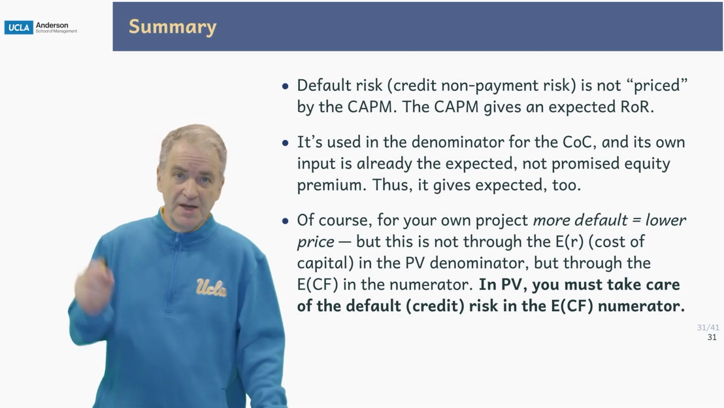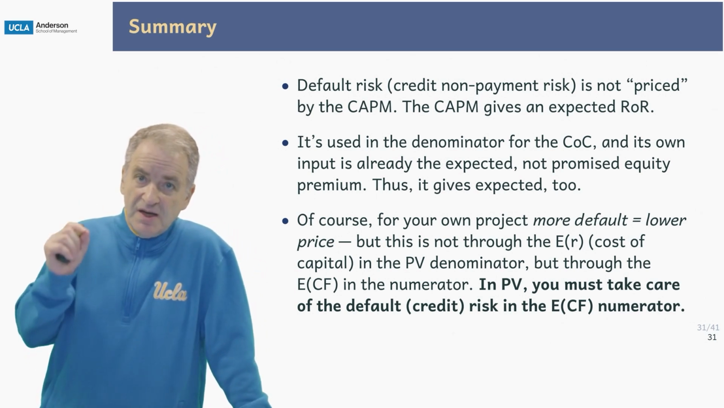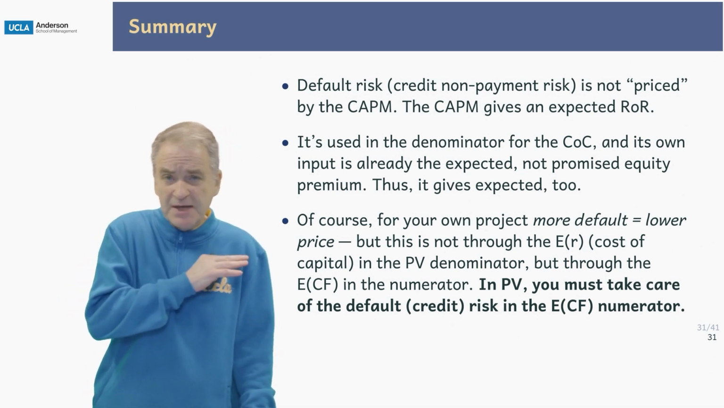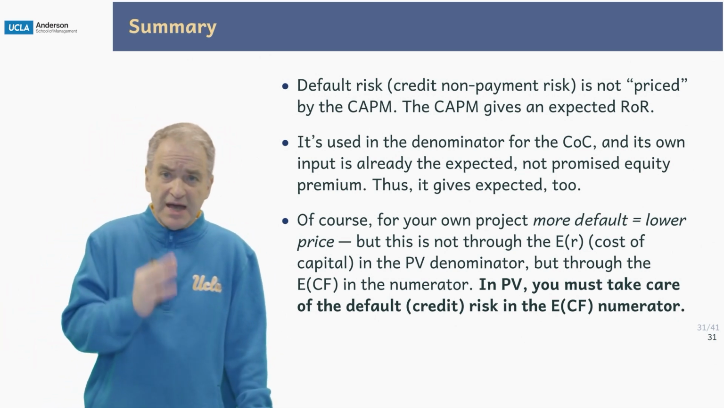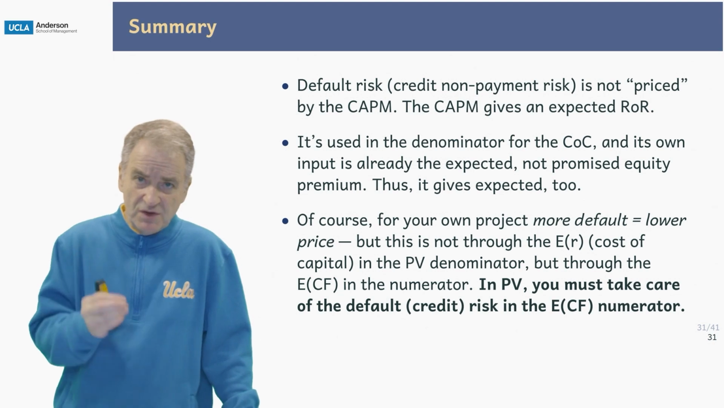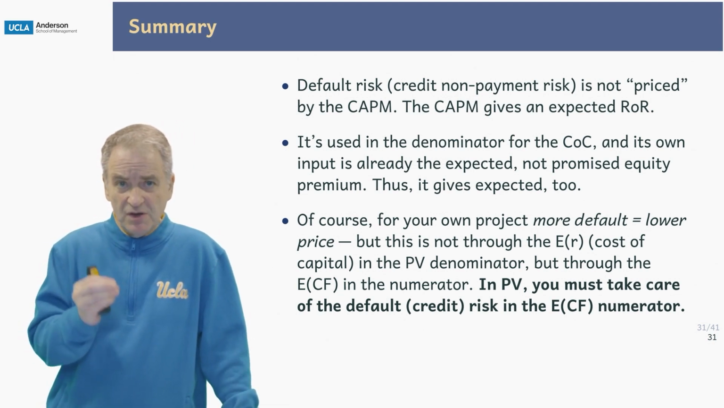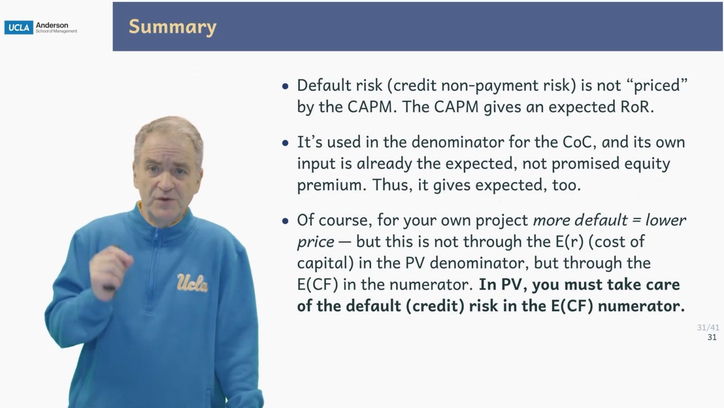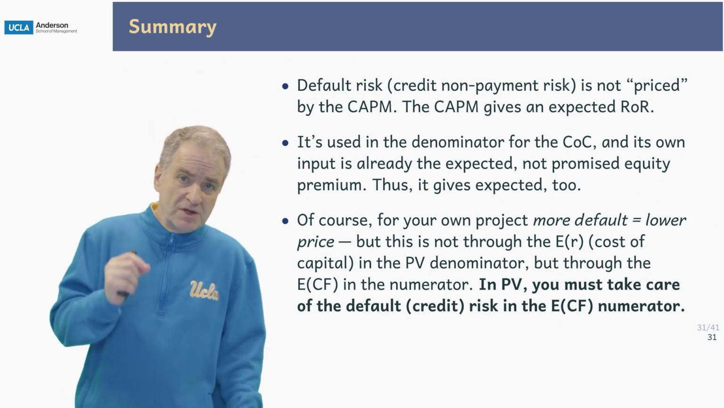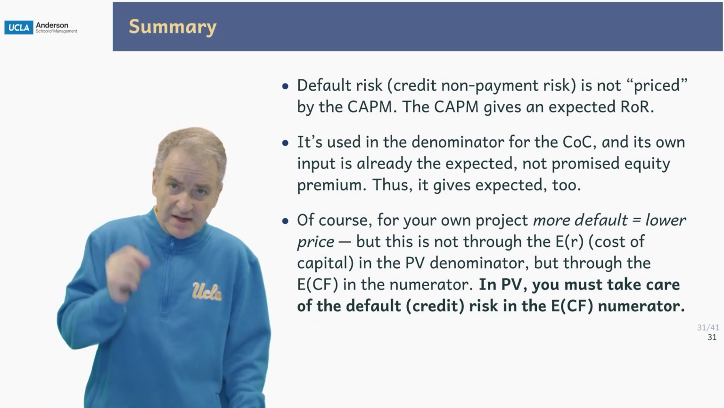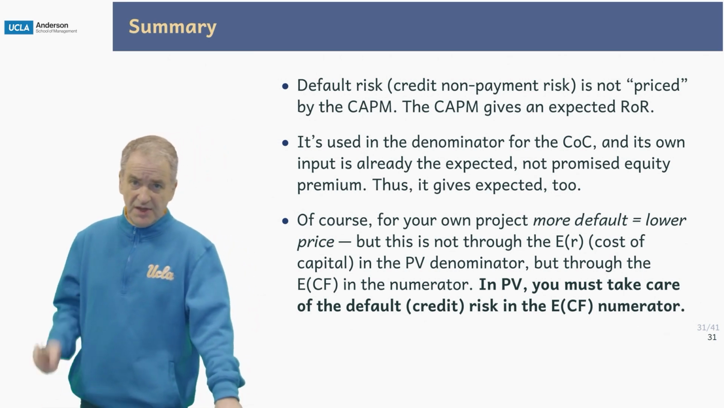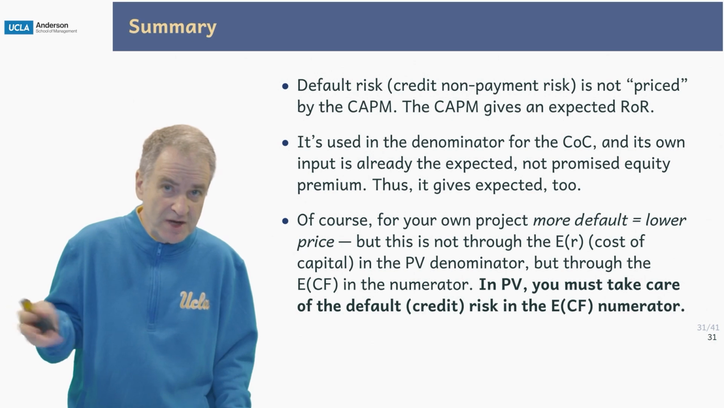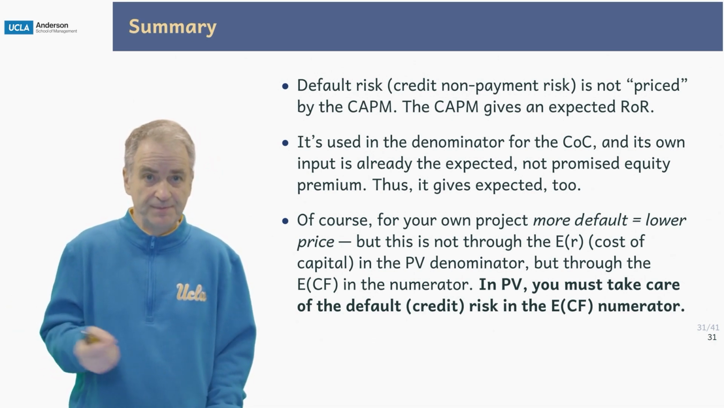So, summary. Default risk, credit non-payment risk, is not priced by the CAPM. The CAPM has nothing to say about this. The CAPM gives you the expected rate of return, which is usually above and beyond the default premium. It's used in the denominator for the cost of capital, and its own input is already the expected, not the promised equity premium. Thus, it gives you the expected numbers too. It also uses the risk-free rate, but that is the expected number.